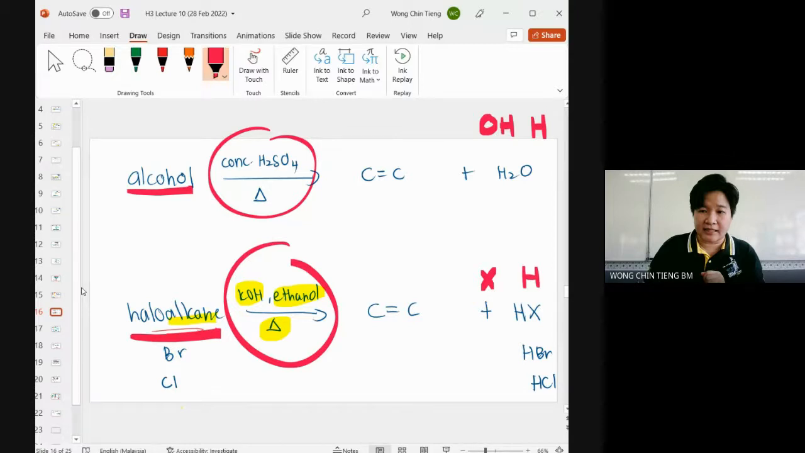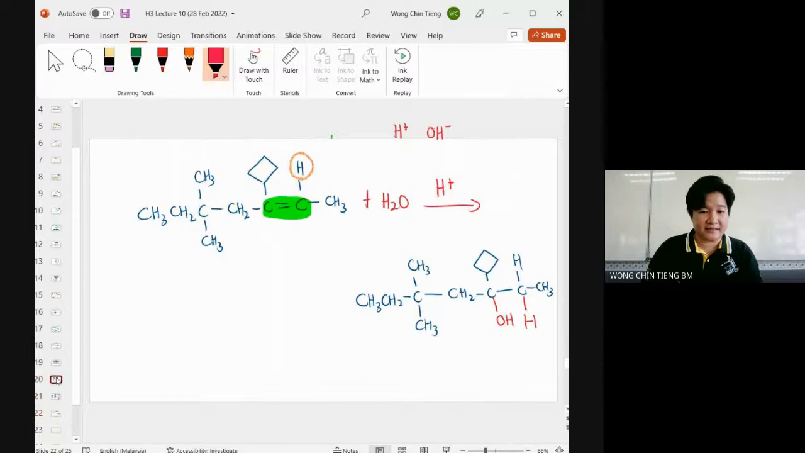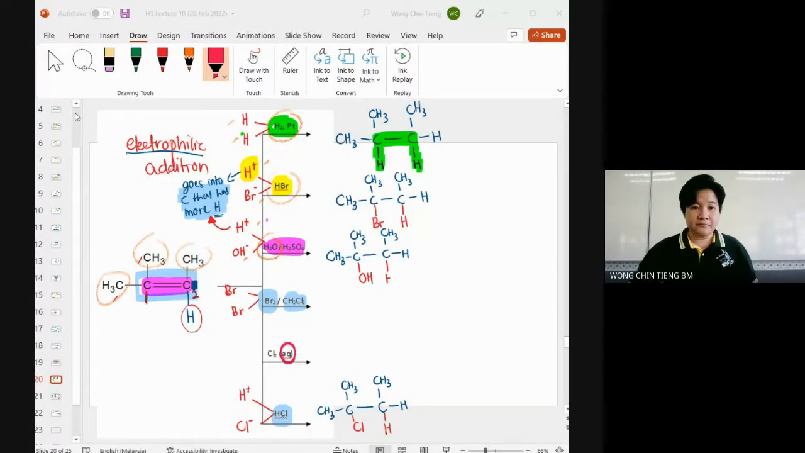Itu sahaja. Okay. And then the reaction is as simple as this. Kita ada a few kat sini, ada 6. Dan saya rasa yang paling susah adalah yang aqueous lah. Yang lain sangat senang. Always remember your electrophile. Orang yang positif akan sentiasa masuk pada carbon yang banyak hidrogen. Okay. Ada soalan setakat ni?